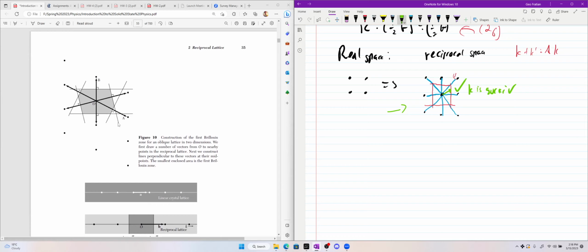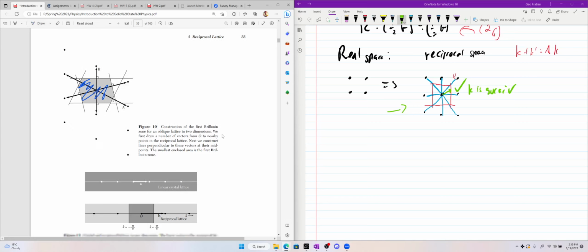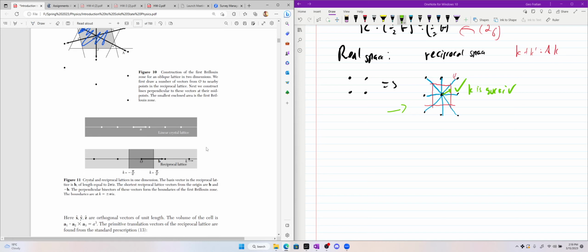So figure 10, here's a fancier looking cell. It's no longer square, but you see this right here is the first Brillouin zone, right? And that's just the Wigner-Seitz cell. Okay. And for the linear case, here it is again. It's infinite up, but whatever.